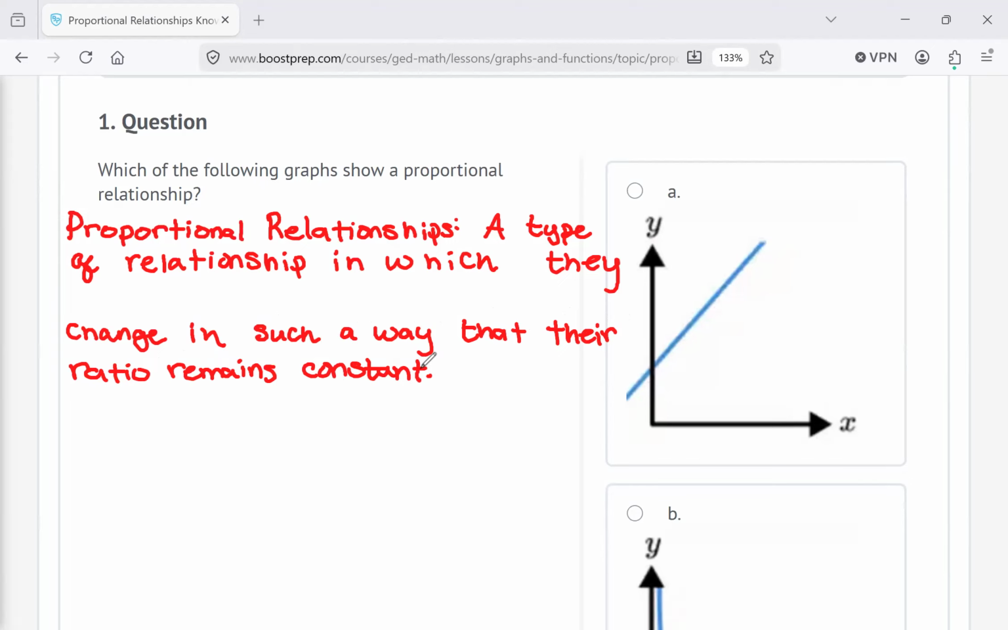Okay. So, a proportional relationship is a type of relationship in which quantities change in such a way that their ratio remains constant. The other thing is a proportional relationship can be expressed through an equation y equals kx. Y and x are variables and k is the constant of proportionality.